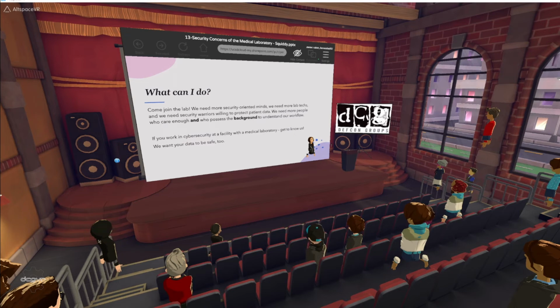So if you work in cybersecurity at a facility with a medical laboratory, please get to know your lab department. We really want your data to be safe too.